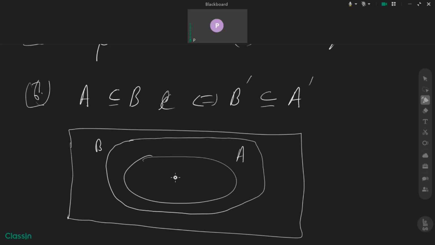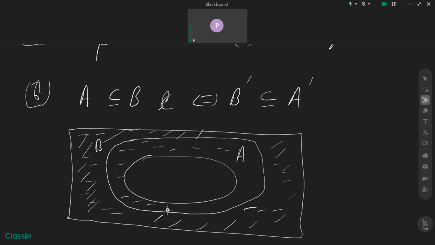Now the property says then B complement, if I find B complement, means the outside region, it will be a subset of A complement. If I find A complement, it will be this region and also this region. So I can see that the region A complement includes the whole B complement. So I can say that B complement is a subset of A complement because B complement is present in A complement. So B complement is simply a subset of A complement. Let's move to the next property.